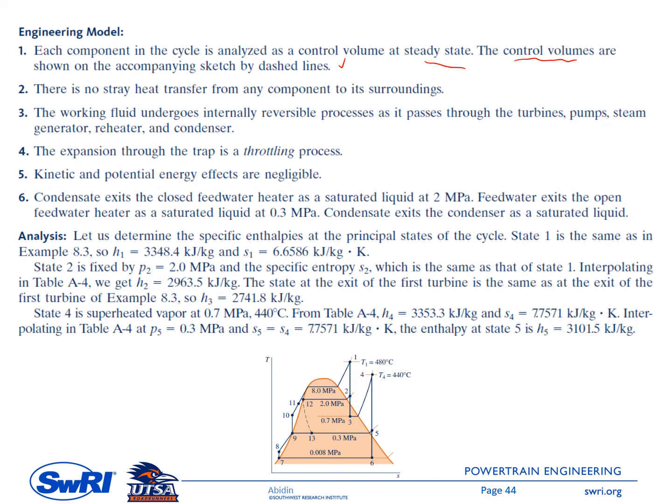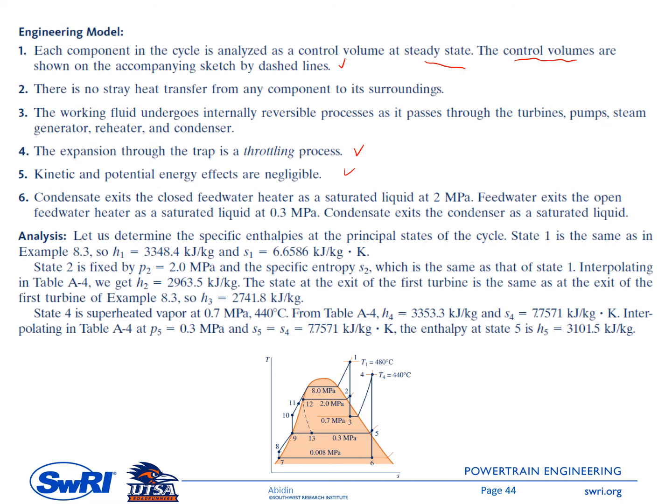It passes through the turbines, pump, steam generator, reheater, and condenser. Especially for the pump and turbines, this is adiabatic and also internally reversible, so it means it is an isentropic process. And then number 4, the expansion through the trap is a throttling process, so it means the enthalpy stays the same. And number 5, we can ignore the impact of kinetic and potential energies.